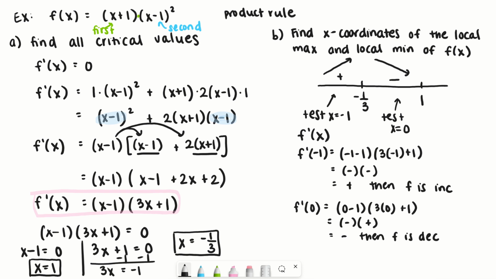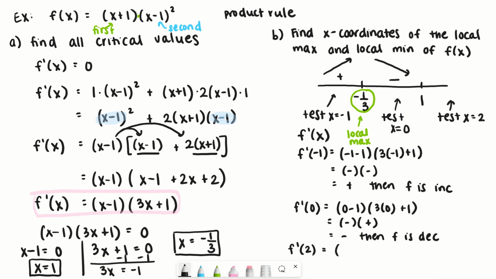So now that we can see that the function was increasing and then decreasing around -1/3, that means that at -1/3, we will have a local max. Now the last thing I just need to check is what's happening after x is 1. So I can maybe test out x equals 2. So I'll plug that once again into the derivative function.